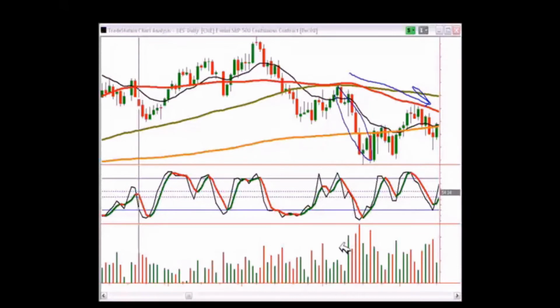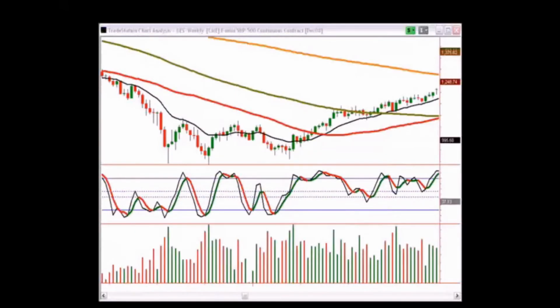Boom, there's your down move, and boom, there's your volume spike. It gets above this rectangle. And so finally, the market's able to push above that. And with the volume able to push above the rectangle, the market's able to really start a directional movement here.